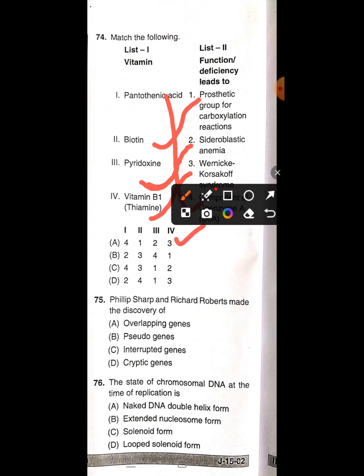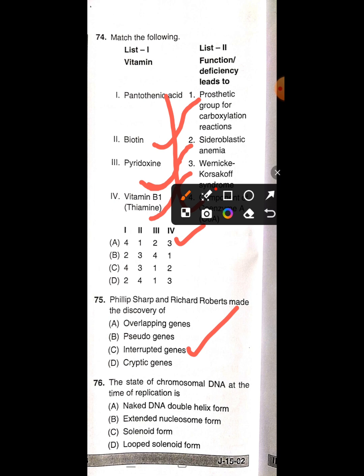Philip Sharp and Richard Roberts made the discovery of. Options are overlapping genes, pseudogenes, interrupted genes, cryptic genes. For this, the correct answer is interrupted genes. Let's see the next question.